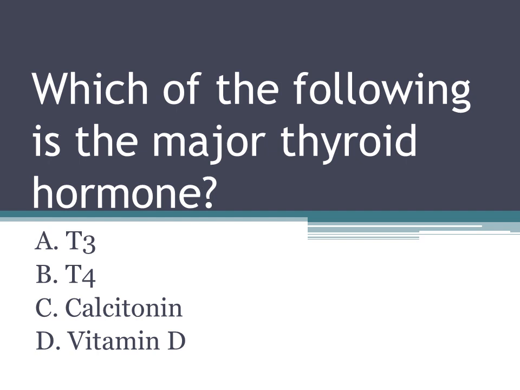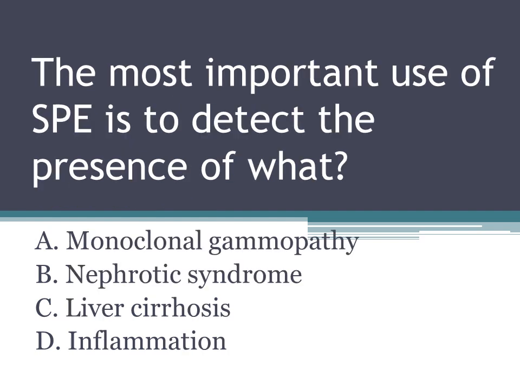Next, the most important use of standard protein electrophoresis is to detect the presence of what? Recall pa rin ito, 2021. A. Monoclonal gammopathy, B. Nephrotic syndrome, C. Liver cirrhosis, D. Inflammation. The correct answer is monoclonal gammopathy. Letter A.